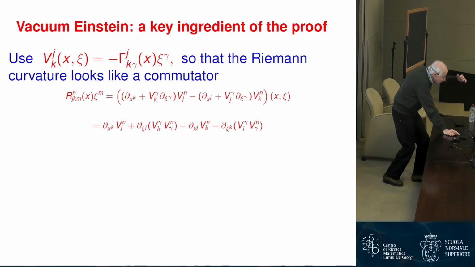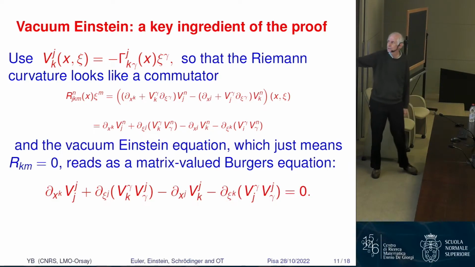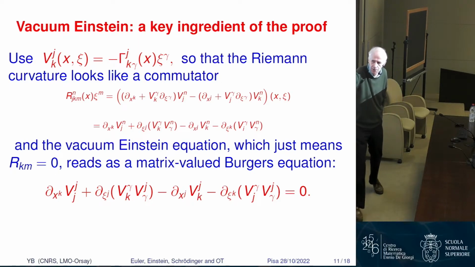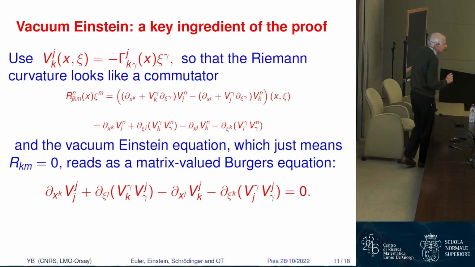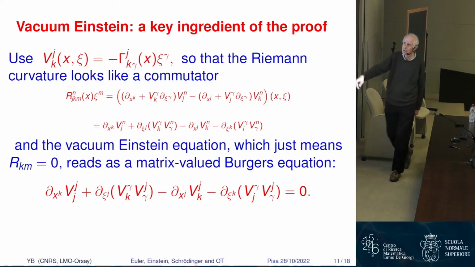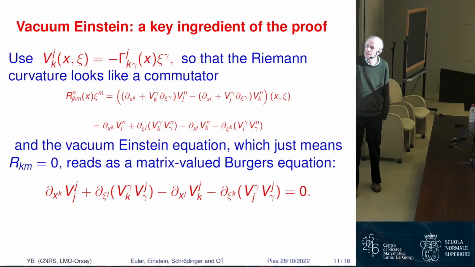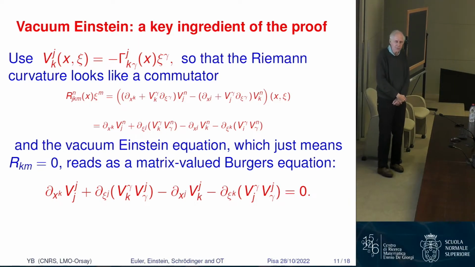So it's like a lifting of the Ricci curvature. Okay, so now you see that writing the Einstein equation in vacuum is just telling you that the Ricci curvature of the Lorentzian metric is 0. And therefore you get this equation, and you see that this equation looks like a Burgers equation.